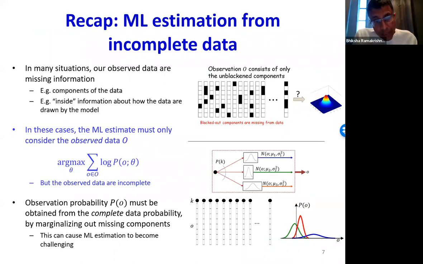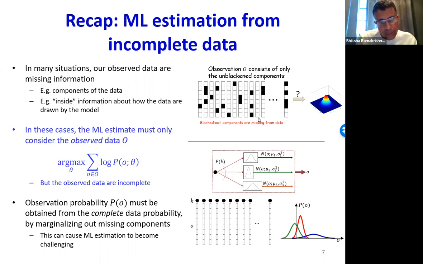We also saw that in many situations, our data are incomplete. They are missing something. For example, if I were trying to estimate a Gaussian distribution from data vectors, but some components of the vectors were missing, then you have incomplete data, and this makes it a challenge to estimate this distribution. Or in the case of a Gaussian mixture model, you only observe the final data, you don't really know which Gaussian was selected, and this causes a problem.